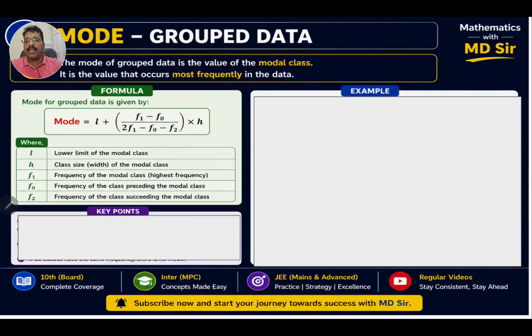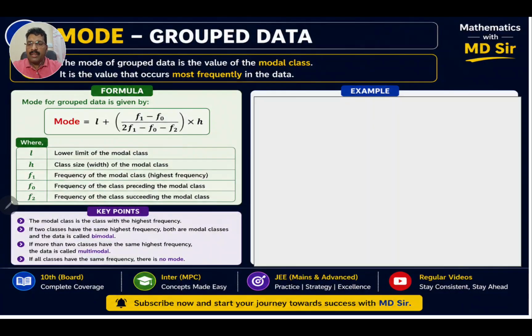You should know these terms also, because in the examination they ask for formulas. For 4 marks or 2 marks they will ask you to write the mode formula and explain each letter. L is the lower limit or lower boundary of the modal class. Sometimes boundaries and limits are different, and in some cases they are the same. We will discuss this in another video or another slide.